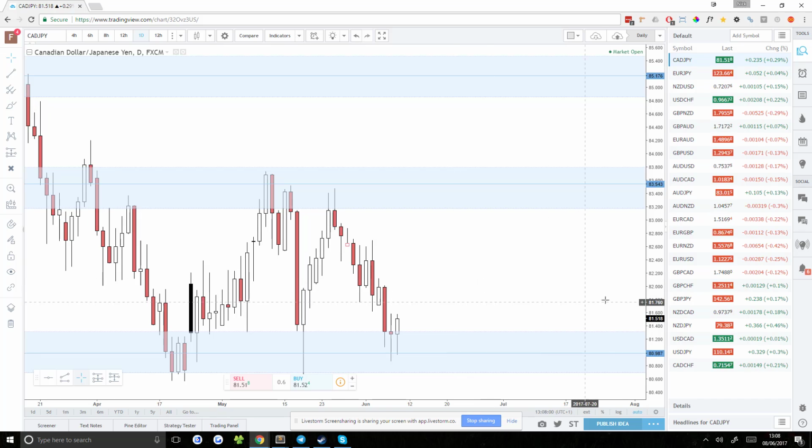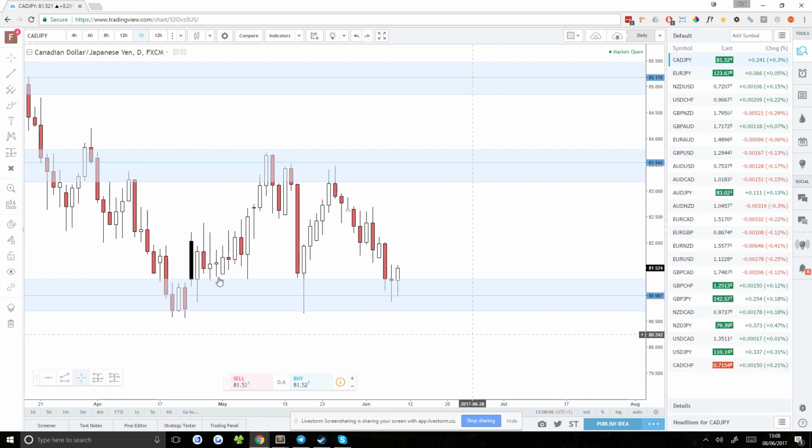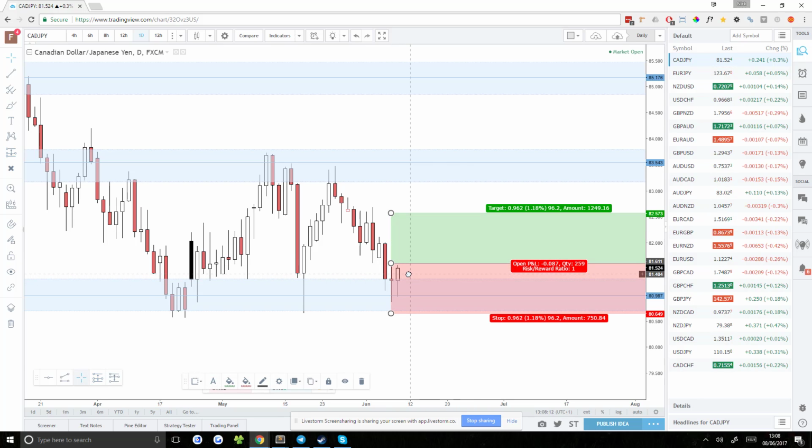And I hate these big indecision candles because it requires you to have your entry point further away. So unless we want to do a retrace entry, but based on the rules of my strategy, I want to enter when price makes a new high.